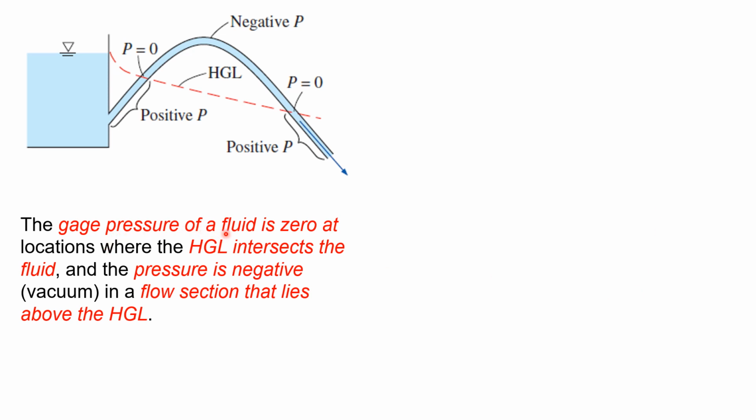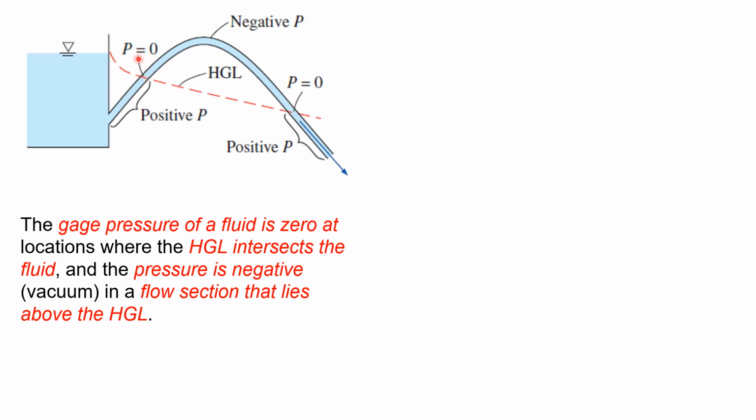Okay, so the gauge pressure of a fluid is zero at the location where the HGL intersects with the fluid. So let's say you have a reservoir and you have a pipe like this. Based on the previous HGL EGL curve, you can still plot. So when the pipe coincides with the HGL line, there the pressure will be zero. So here and also here, the pressure will become zero, and here the pressure will be positive.